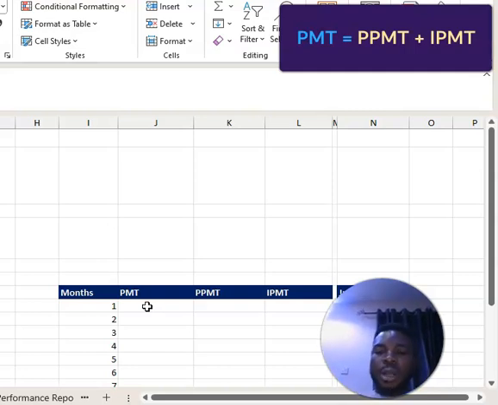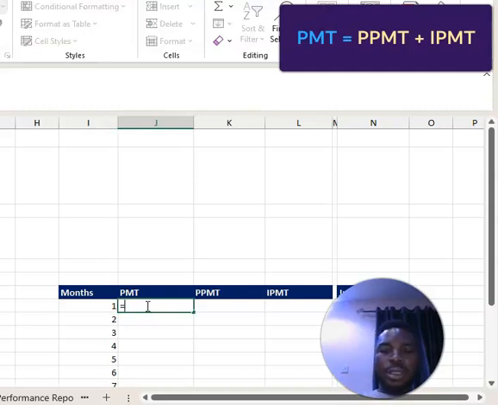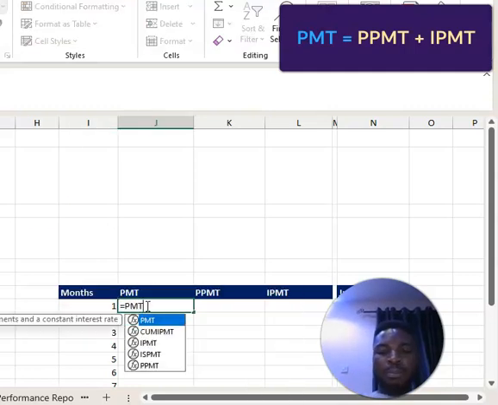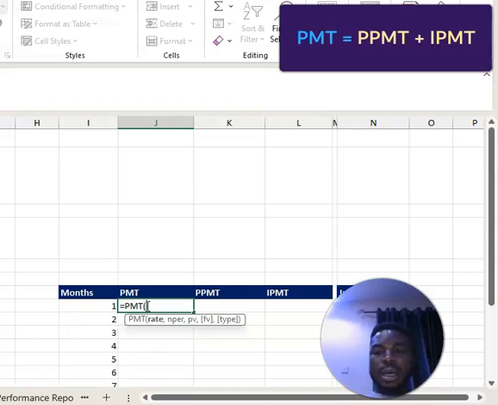So the same way I've done before, let me repeat that on this new screen. My PMT is equal to, I'm going to have the rate to be 0.5%.